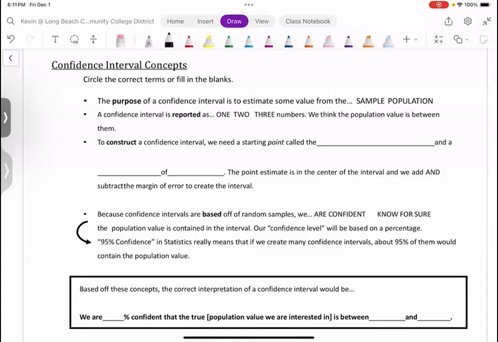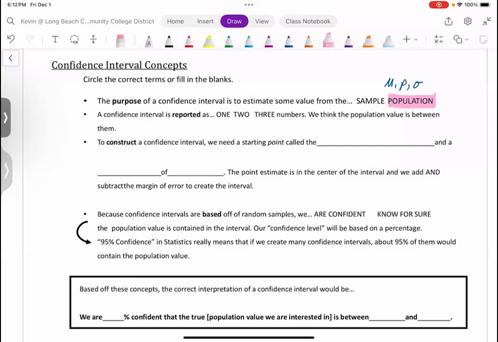So here are some confidence interval concepts. The purpose of a confidence interval is to estimate some value from the population. Now, we are going to end up with a confidence interval of either the mean, the true proportion, or the population standard deviation. These are going to be the three different types of confidence intervals. This particular video, we are going through section 7.1 through 7.3. So that's going to cover the mean and the proportion. There's a different video for the standard deviation. All right, let's keep going.